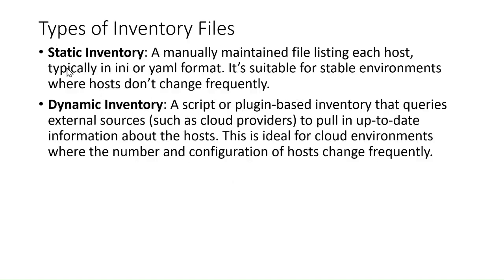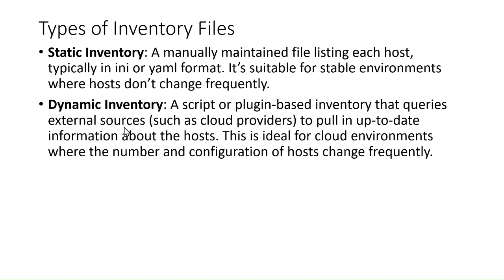As for types of inventory files, we have two different ones. We just saw one, the static inventory: a manually maintained file listing each host, typically in INI or YAML format. It's suitable for stable environments where hosts do not change frequently. So if we want an elastic IP, that is a static public IP address, even after restarting we will be retained with the older IP only. We won't get replaced with a new IP. In those cases, we can use static inventory.